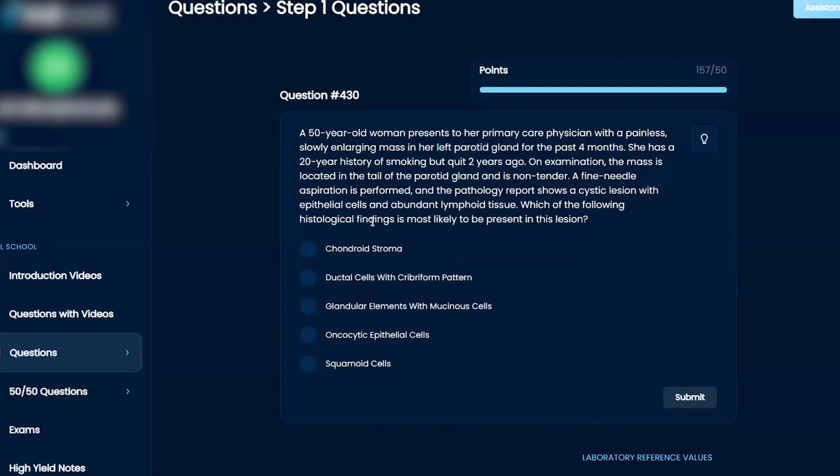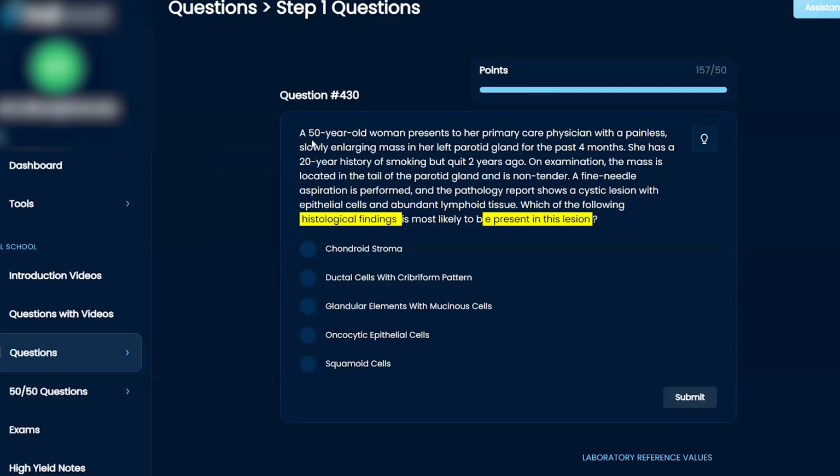Which of the following histological findings is most likely to be present in this lesion? Chondroid stroma, ductal cells with cribiform pattern, glandular elements with mucinous cells, and oncocytic epithelial cells or squamoid cells.